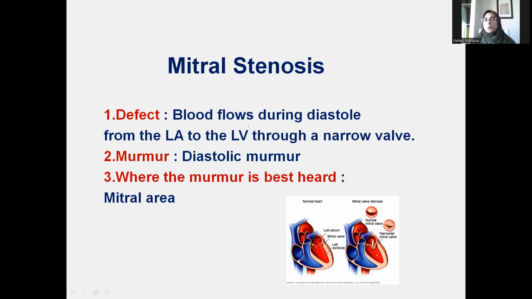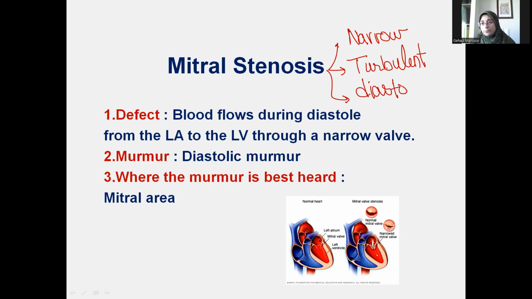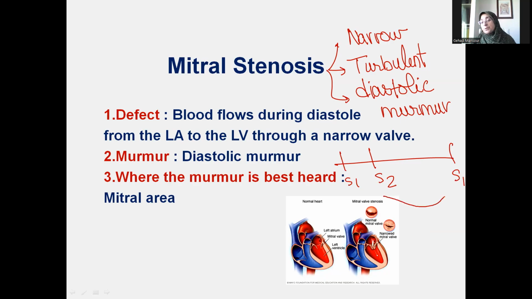And then, of course, you have the valvular diseases. The main defect in mitral stenosis is that the cross-sectional area of the valve is narrow, and therefore the blood is passing through a narrow valve during diastole. So we would have a turbulent blood flow, and that turbulent blood flow occurs during diastole when the valve is open. So we would have a diastolic murmur, meaning that this diastolic murmur lies after S2 or between S2 and the next S1.